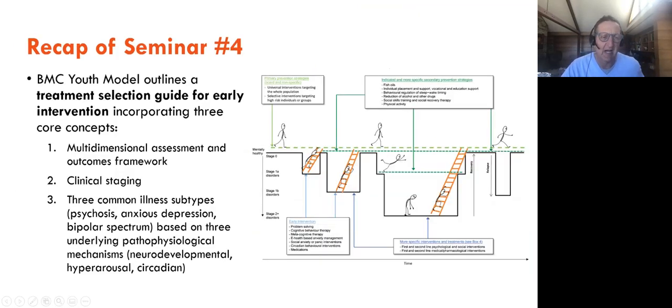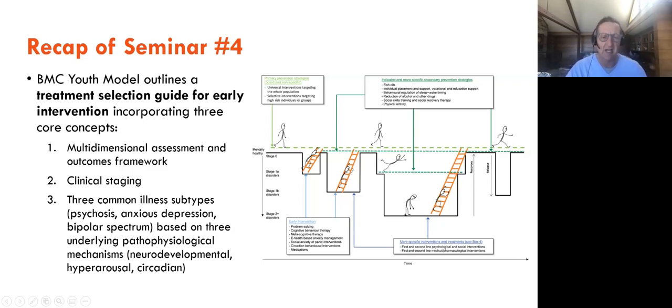In the fourth seminar, we looked at how treatment selection actually operates in an early intervention framework and the extent to which one needs to recognise the hole that a person's currently in, what the ladder or the treatment is to get out of that hole, and then what are the secondary prevention strategies to ensure that someone stays well over time to try and reduce the chance of persistence or recurrence and promote recovery.